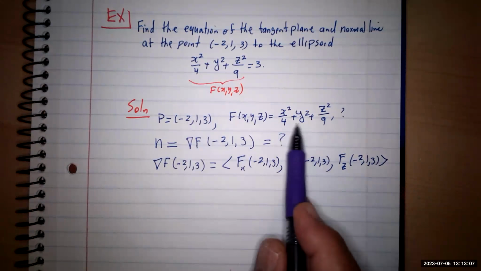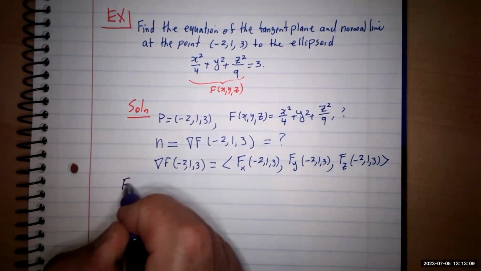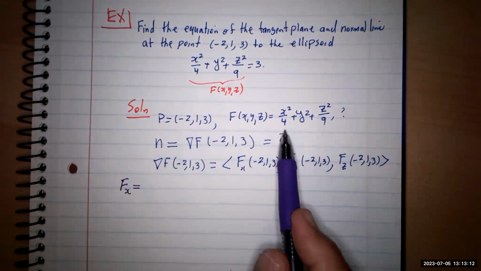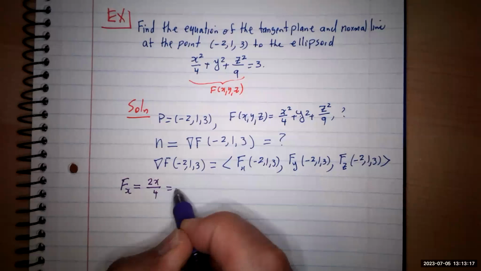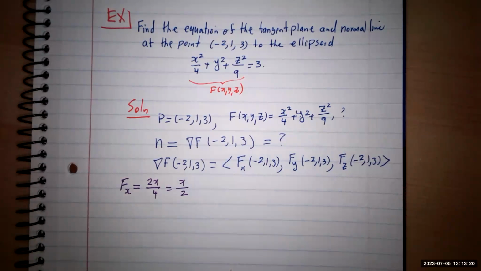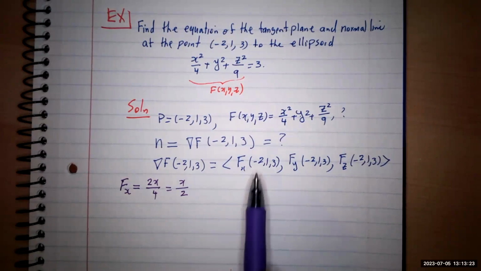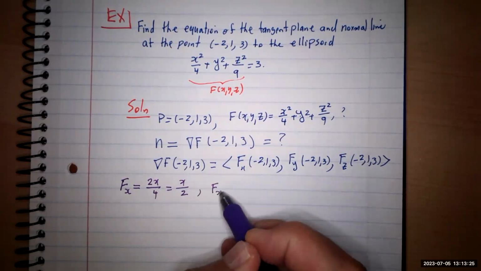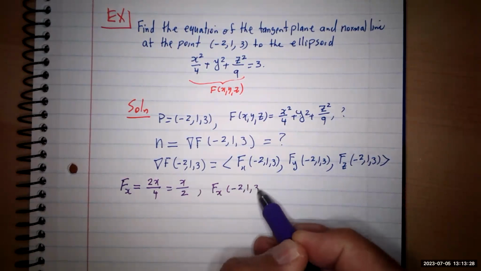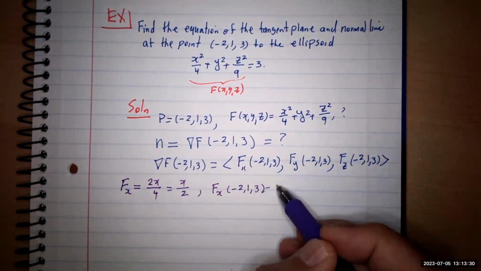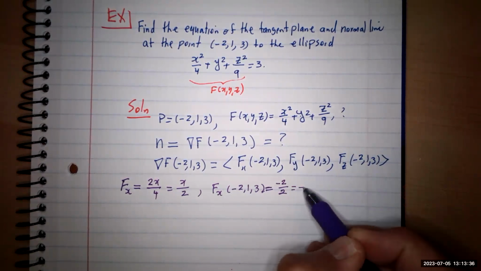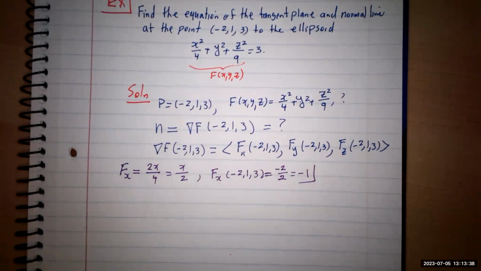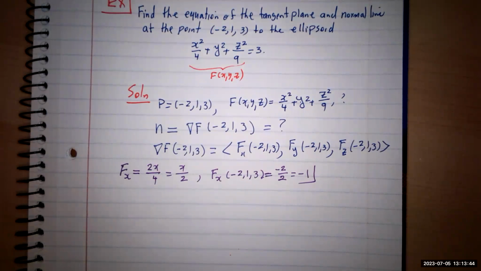This is your function. So I go with this f sub x first. With respect to x, that gives me 2x over 4. Everything else would be 0, so that gives me x over 2. I find it at this point, so I need f sub x at -2, 1, 3. X is -2, so that gives me -2 over 2, which is -1. It's the first one. Any question? Go on, get the other two.